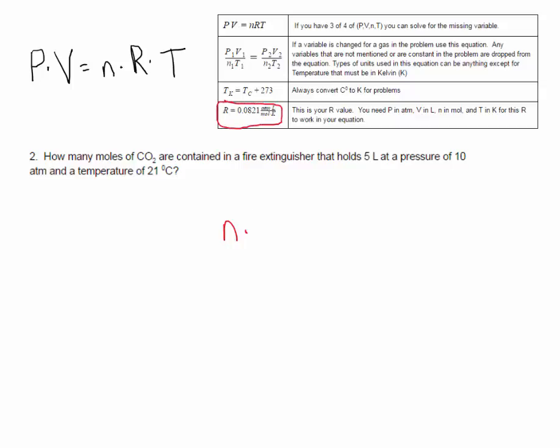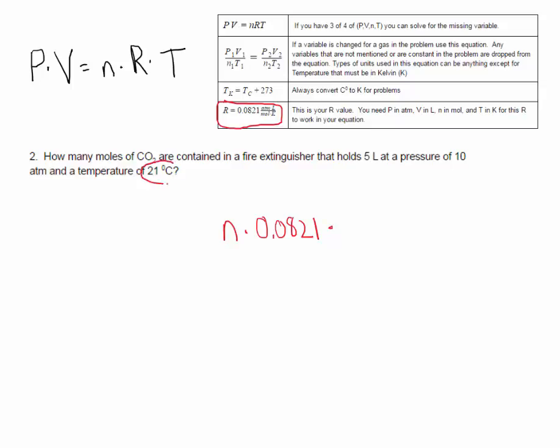Now notice whenever you're using this equation and you're using R, you need to match the units of R to your other units. So in this case we need our pressure in atmospheres, our volume in liters, moles is going to be moles, and then temperature has to be in Kelvin. So I'm going to go ahead and put R in here, 0.0821, and then next is temperature.